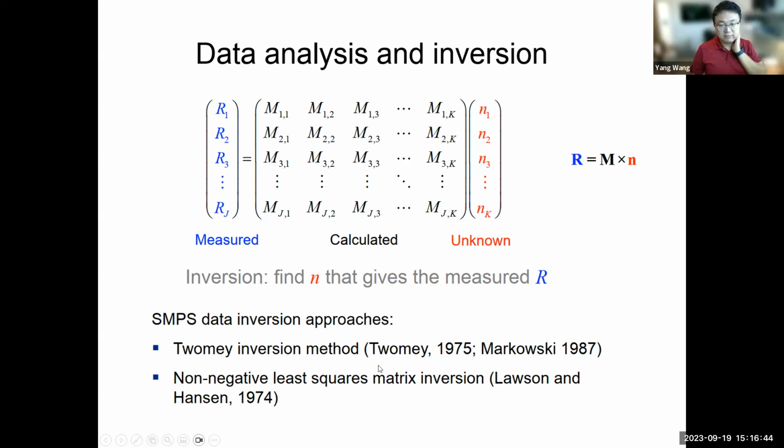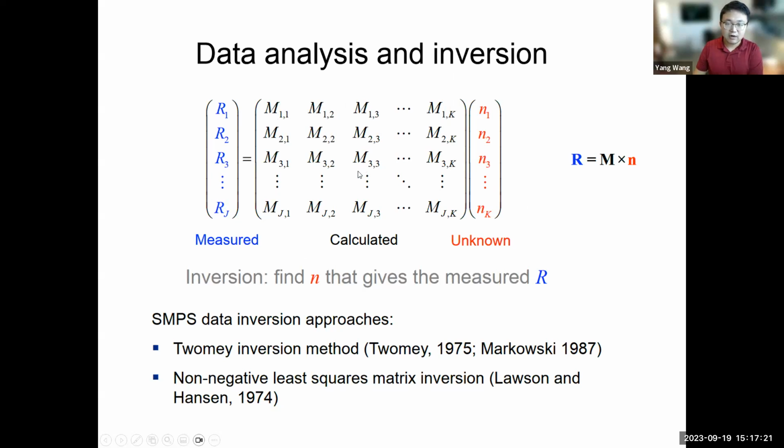Okay, so there are two commonly used methods. One is called the Twomey inversion method. It was first developed by Twomey in 1975, and then further improved by Markowski in 1987. And there's another method called the non-negative least squares matrix inversion, made by Lawson and Hansen in 1974. By using these data inversion methods, you can calculate the size distribution based on this inversion matrix here.